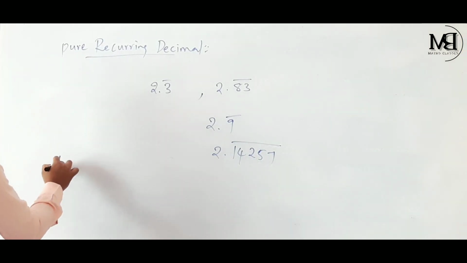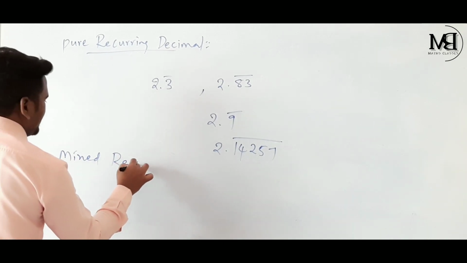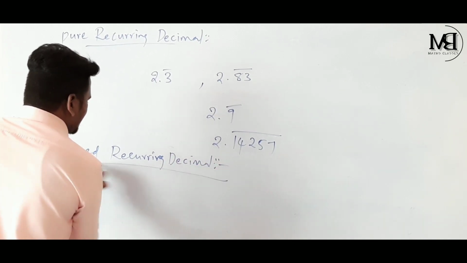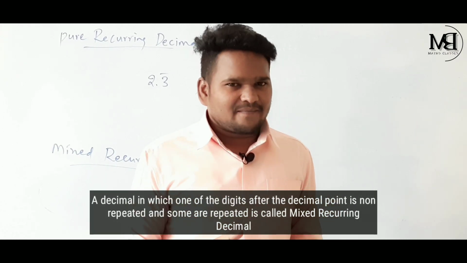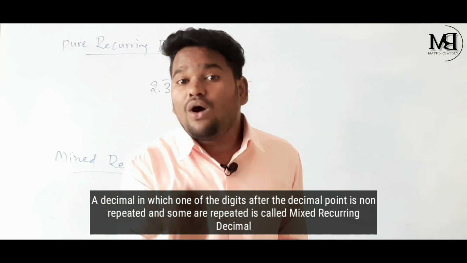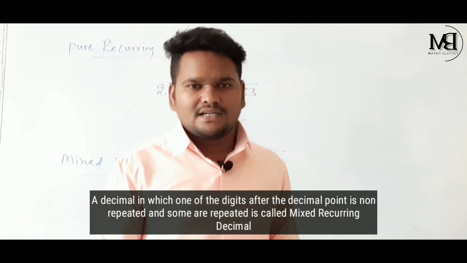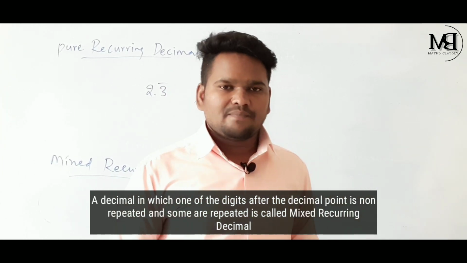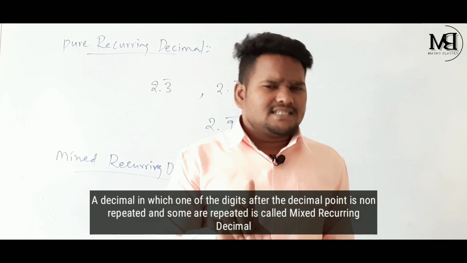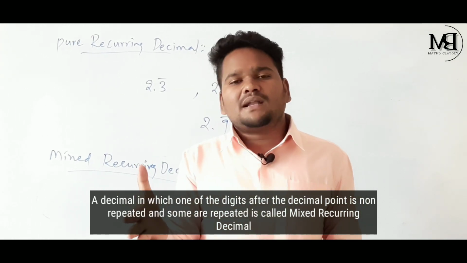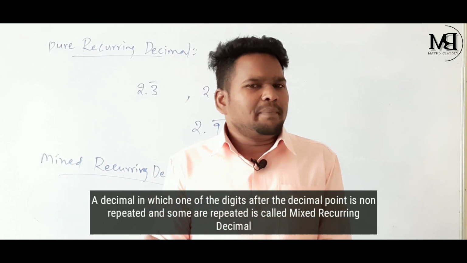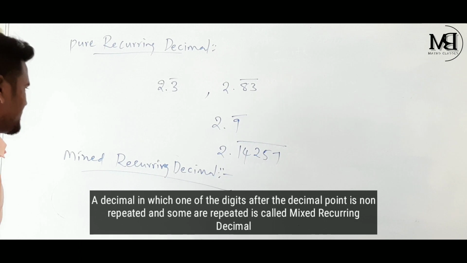Next, we have mixed recurring decimal. A decimal in which some of the digits after the decimal point are non-repeated and some are repeated is called a mixed recurring decimal.